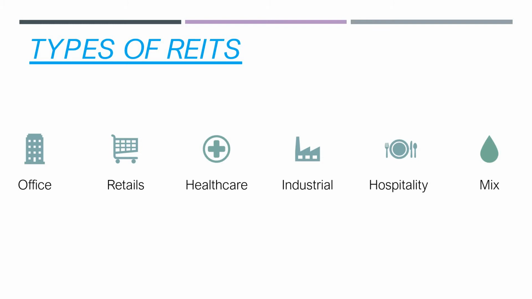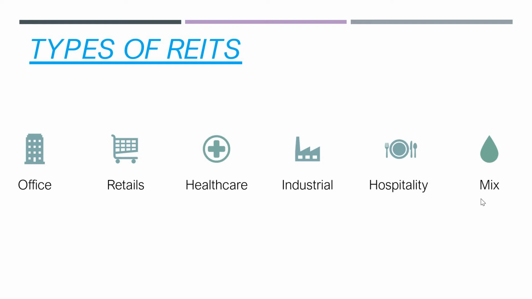But there are a lot of different types of REITs, so you have to understand the different types and find the REITs that are less risky and more suitable for you. There are different types: office, retail, healthcare, industrial, hospitality. Hospitality here means hotels and restaurants, and then some others are mixed.